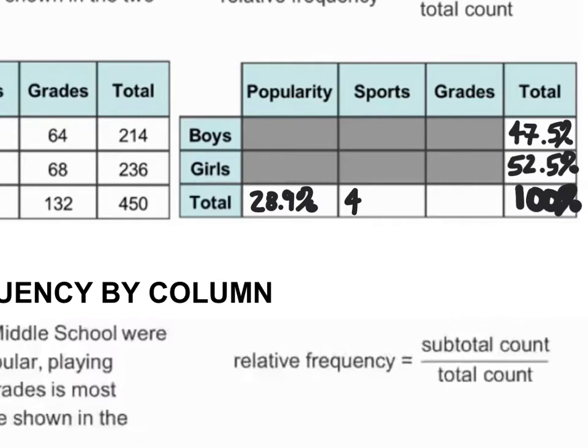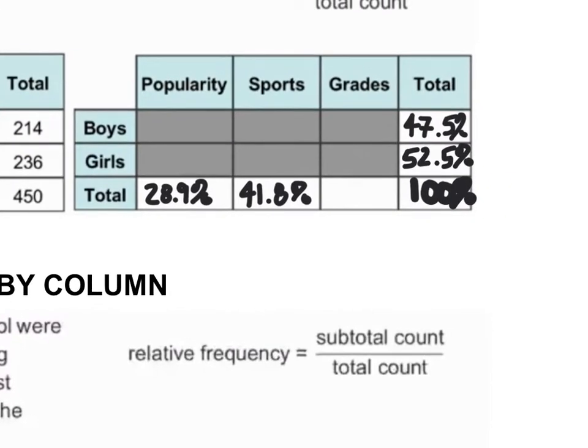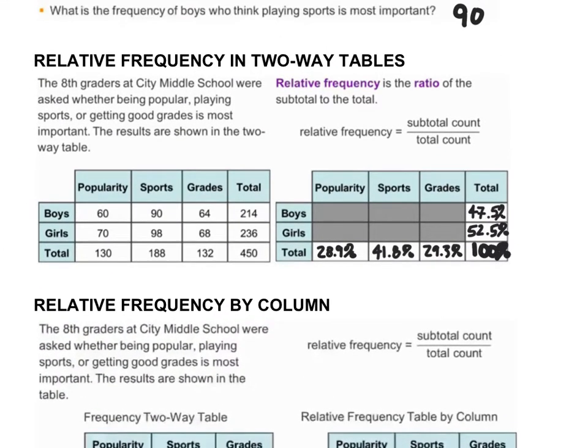So 41.8%. And then for grades, I'm going to do 132 divided by 450, and that's going to give me 29.3, so 29.3%. Now, when you round, it might be a little bit weird, but let's do 28.9 plus 41.8 plus 29.3, and we should get 100, and we do. That's the idea of what we want to do when we're trying to determine the relative frequency.